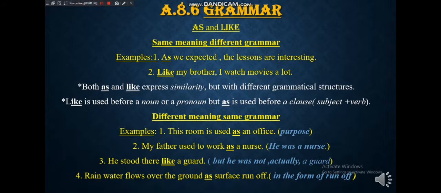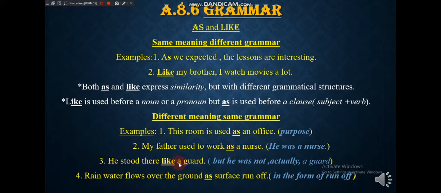The other use of as and like is when they are used with the same grammar but different meanings. Example number 1. This room is used as an office. So, as shows purpose here. As an office. As a hall. As a concert hall. Just like that. My father used to work as a nurse. That means he was a nurse. So you can talk about professions using as. I work as a teacher.